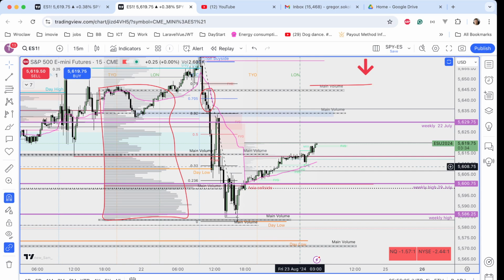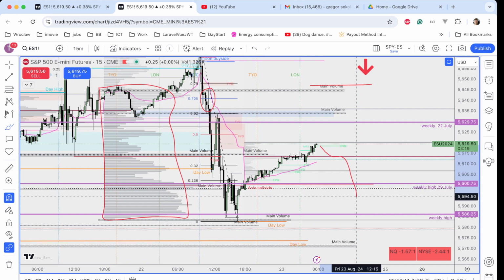if we do that, if we drop before the open here or at the open and get back and get accepted in the range, overnight range, I'm going to be a buyer of that for a push into London buy side and then even higher into this liquidity here.